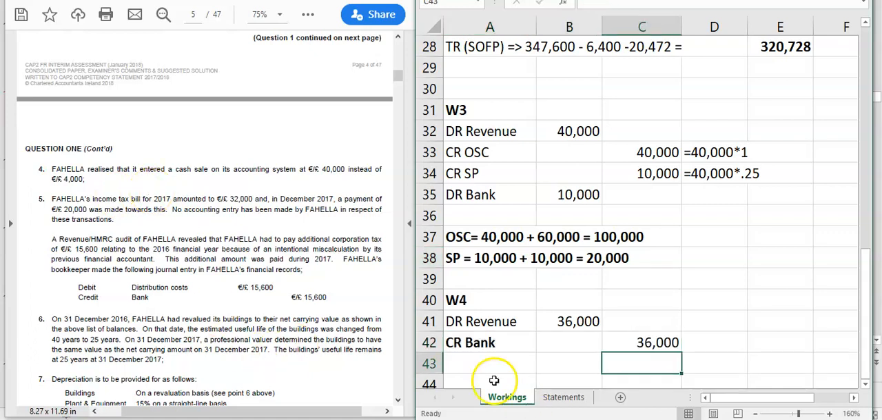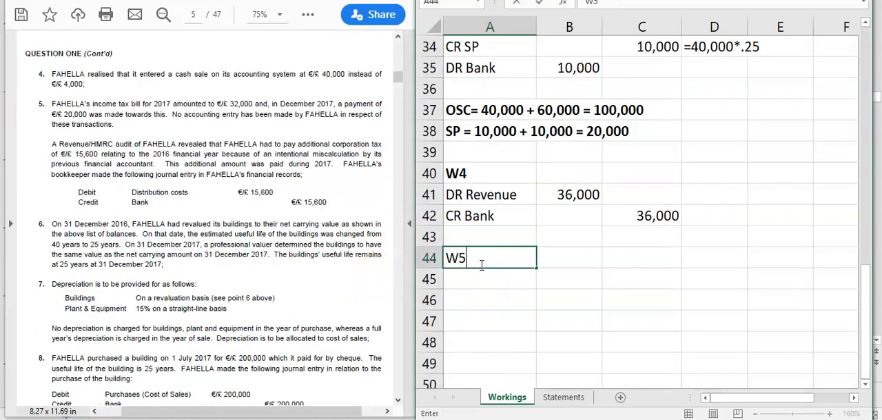So some of these can be nice and straightforward. Get your marks and move on. Because you're going to need that bit of time to do the longer ones. That was a nice one. It was overstated by 36, the difference between the 40 and the 4. So you reduce your revenue and you reduce your bank.